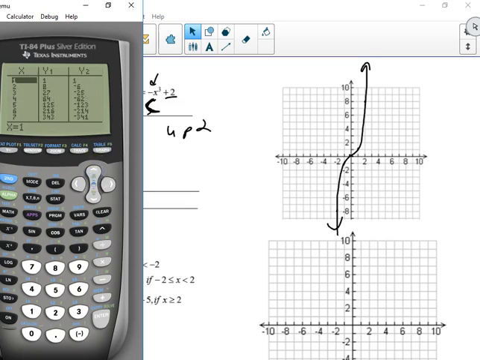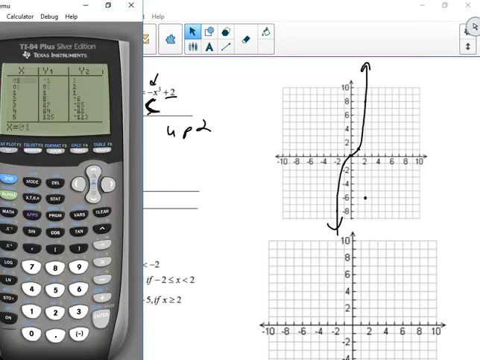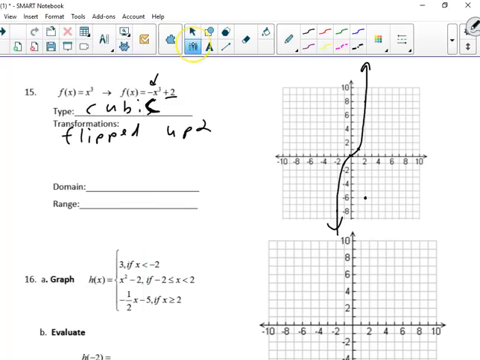Remember, I'm using y2 here. So 2, negative 6, and 1, 1, which we're doing again. Then come up and get some more points. 0, 2, and negative 1, 3. And it was negative 2, 10. And so that is going to look like so.